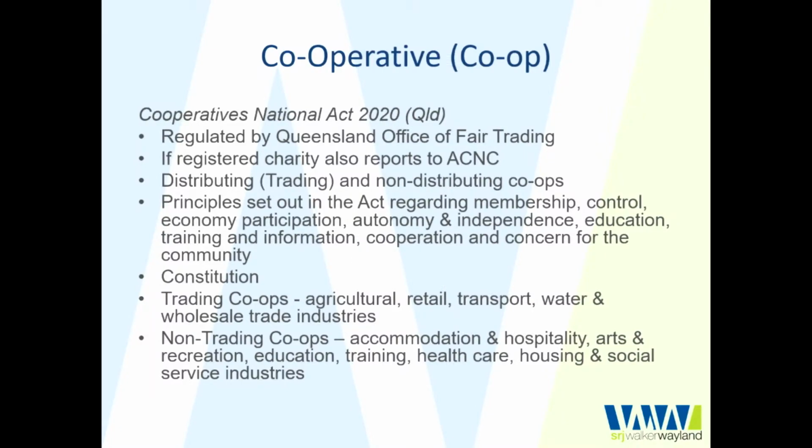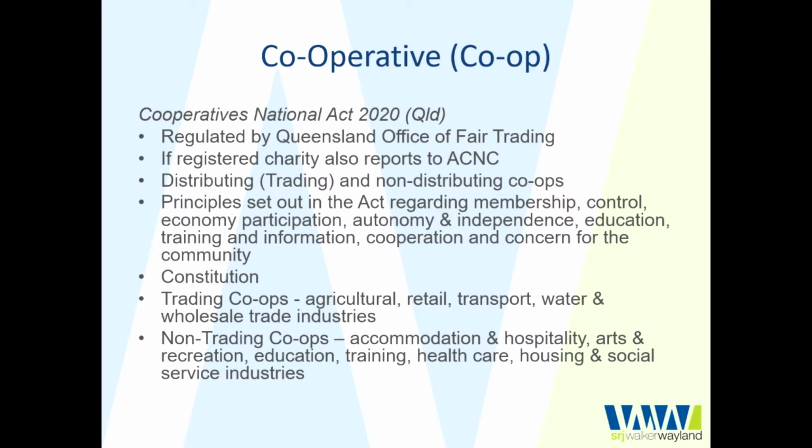The third type is what we call a cooperative organisation, which is governed under the Cooperatives National Act. It's regulated by the Queensland Office of Fair Trading, and if you decide to register as a charity, you're also required to comply with the ACNC rules. There are 2 different types, a distributing or trading co-op or a non-trading co-op, and the principles are set out in the Act regarding your membership, your control, your independence, education of the members, training and information. There's a whole lot of information contained in that Act that you need to comply with.